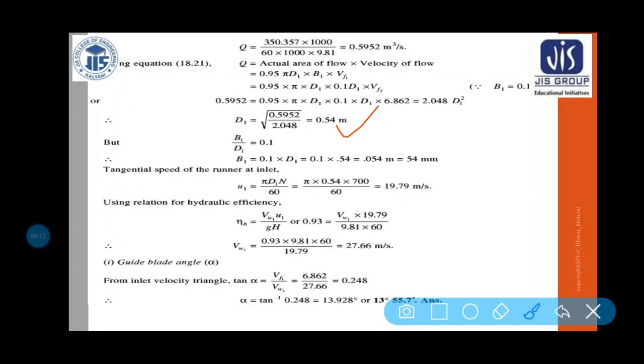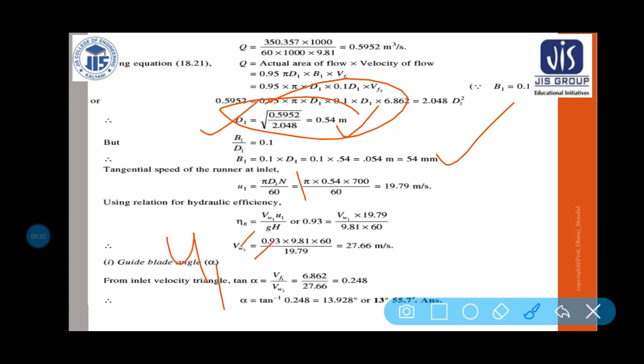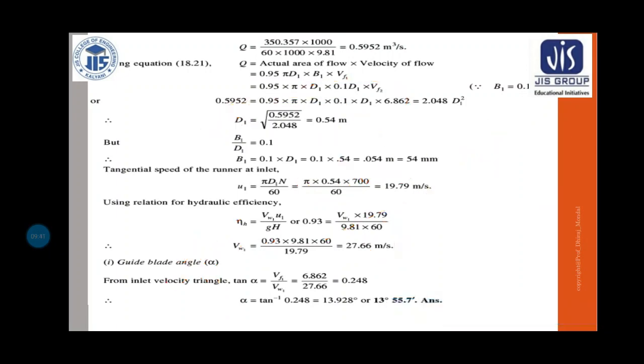Now as we know that b1 by d1 is equal to 0.1, we can easily find out b1, because d1 I have already got. Now it's time to find out the inlet velocity of the runner, that means the tangential speed of the runner or wheel speed. u1 is equal to pi d1 n by 60, you know. So d1 you know, n you know, so you can find out u1.